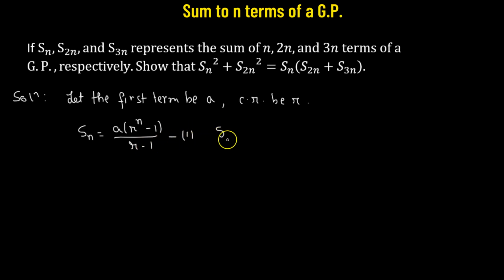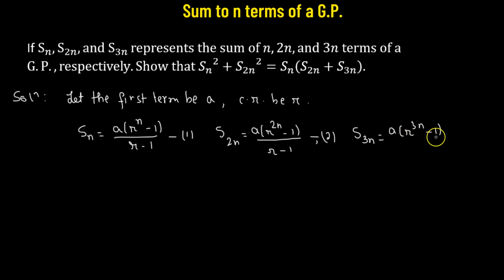Then S2n will be equal to a times (r^(2n) - 1) divided by (r - 1). So this represents the sum to the 2n terms. This is equation number 2. And then we have S3n, which represents the sum to the 3n terms. So that will be a times (r^(3n) - 1) divided by (r - 1). This is equation number 3.